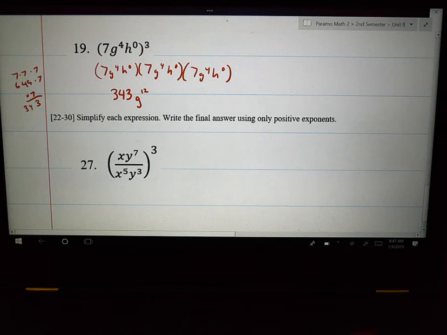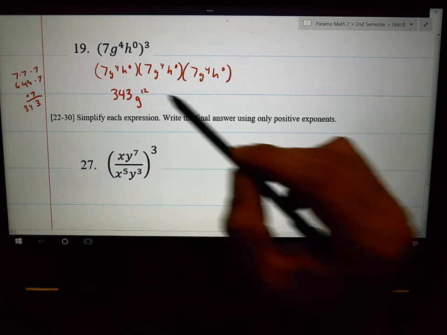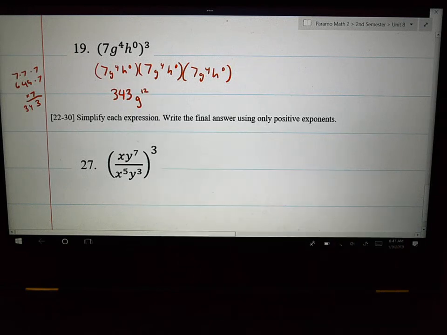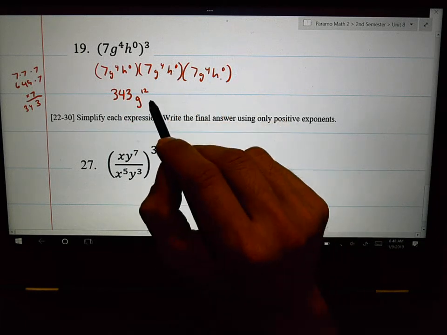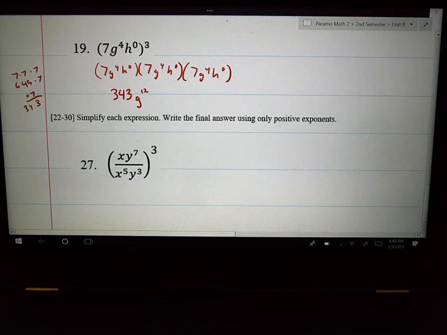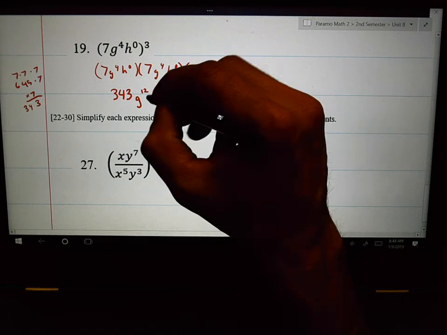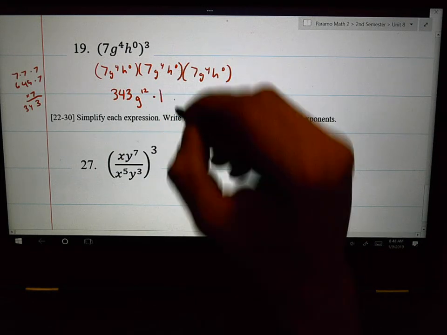Now h to the 0. Just like I think it was rule 5 in your notes, anything that has an exponent of 0 simplifies to 1. 1 times 1 times 1. Do you want me to write times 1? Do we have to write times 1? Let's write times 1 and let's see if that helps us. Times 1 times 1 times 1.